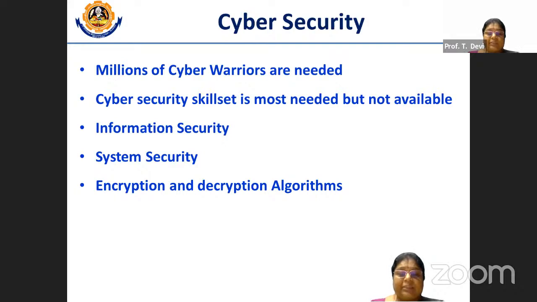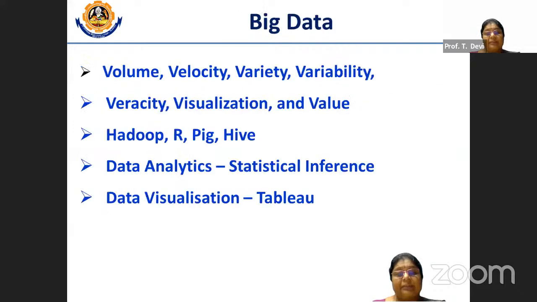See, when you move the data into the digital world, then there is every chance that it may be copied, it may be tampered. So how to avoid tampering of data? That is possible by building good cybersecurity systems. The world needs millions of cyber warriors. Cybersecurity skill set is most needed but not available. We started MSc Cybersecurity 2 years ago, and it is a successful course, but it is very difficult to get experts. Industrial experts are very less in number and very difficult to get their time to teach to the students. Information need to be secured. The hardware system need to be secured. And we use encryption and decryption algorithms for securing the data and the system.